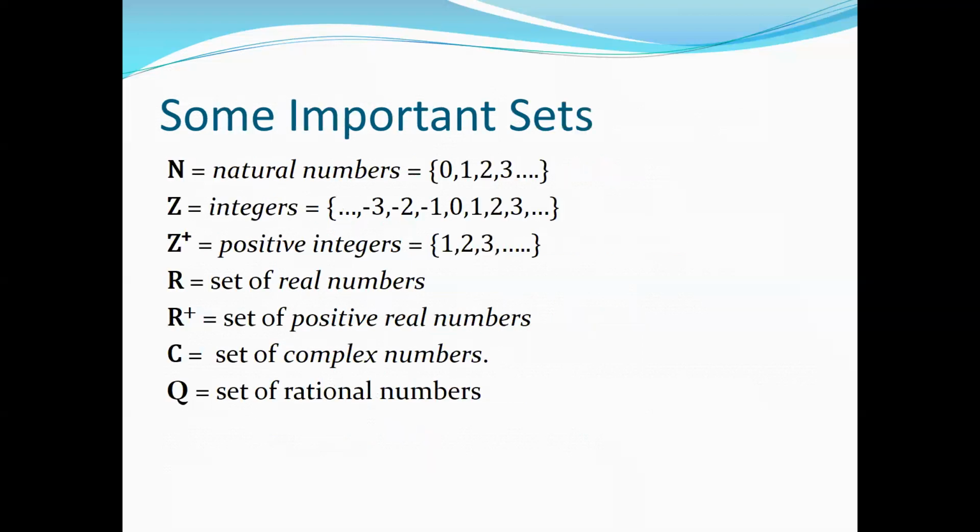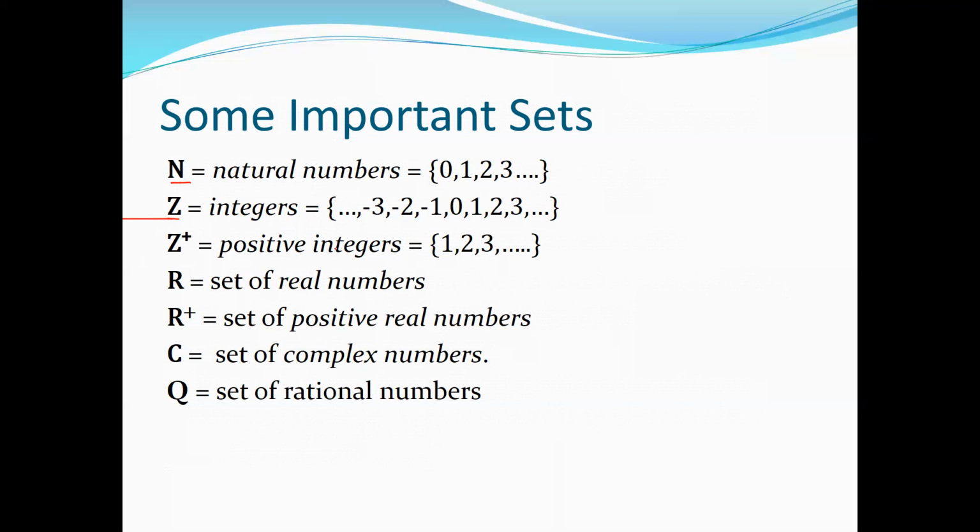Some important sets are there. We must memorize them and we must understand them. Capital N is used to represent the set of natural numbers. And what are the natural numbers? Starting from 0 until infinity. All the positive integers including 0 are called the natural numbers, right? Capital N is used to represent this set. Clear? The capital Z is used to represent the set of all integers, all positive integers and all negative integers, right?